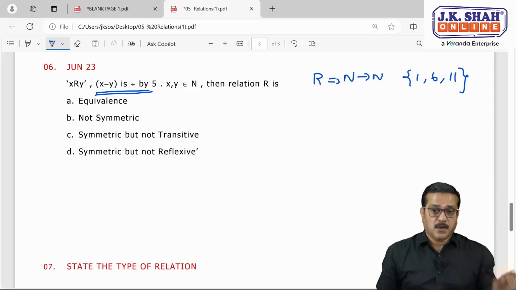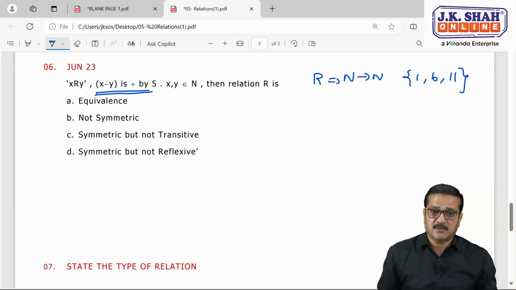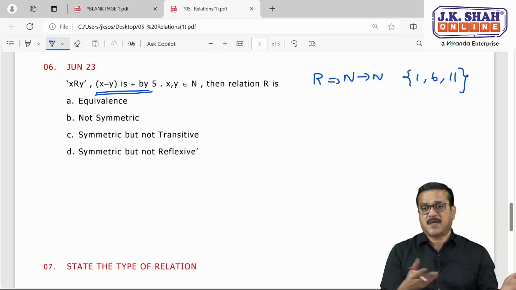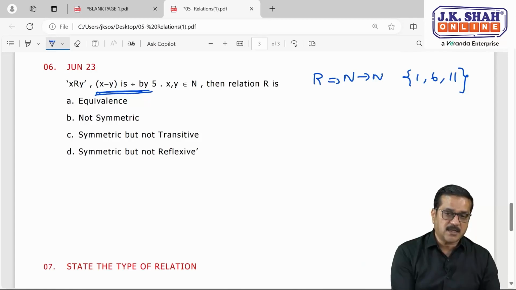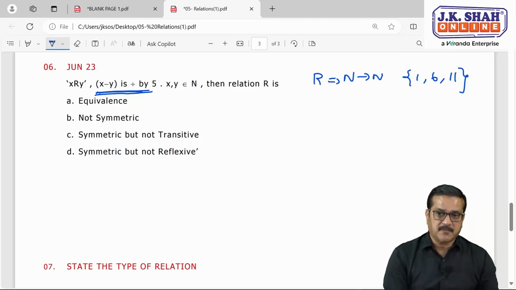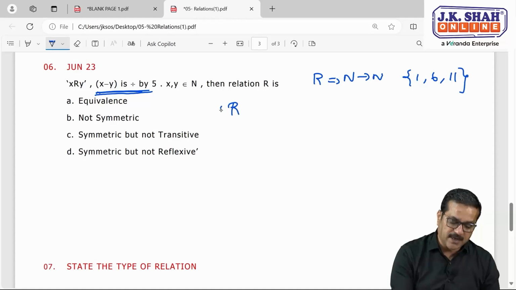All those x, y can be in my R which satisfy x minus y is divisible by 5. So what was the question? 1, 1, 6, 6, 11, 11. Will it be a part of my R? Yes. 1 minus 1, 0, divisible by 5. 6, 6: for 6, 6 to be in R, it has to satisfy this condition, so put it in and check. 6 minus 6, 0. Is it divisible by 5? Yes. 11 minus 11, 0. Yes, divisible by 5. So 1, 1, 6, 6, 11, 11 are there in our R. So we say it is reflexive.